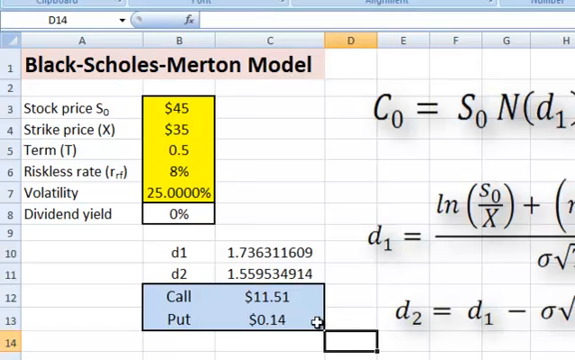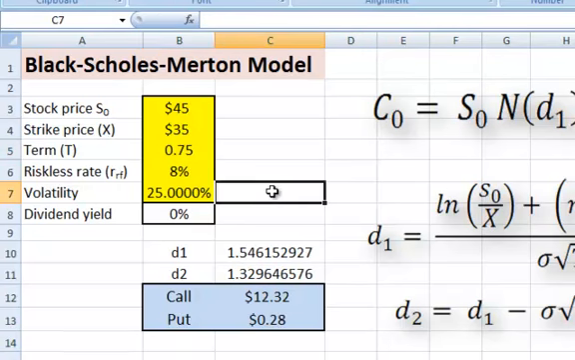Exercise date. Now remember, American options can be exercised before expiration. Therefore, the longer the time, the more valuable the option is. So here's term. I'll go ahead and change it to 0.75, or 3/4 of a year, instead of a half a year. And again, both went up.